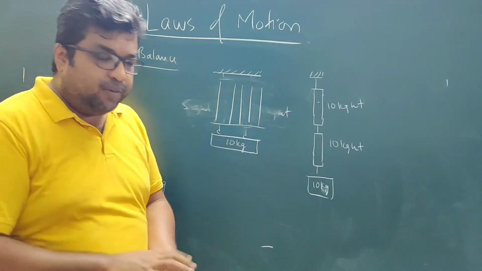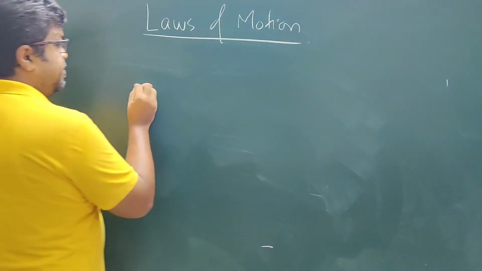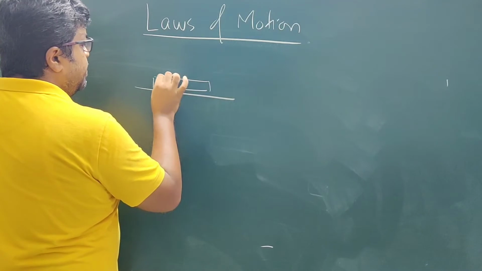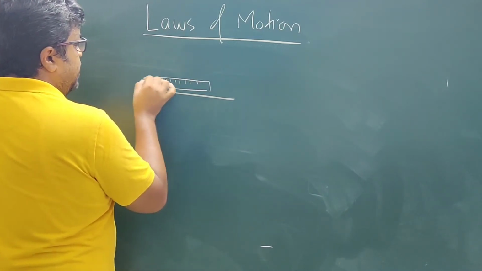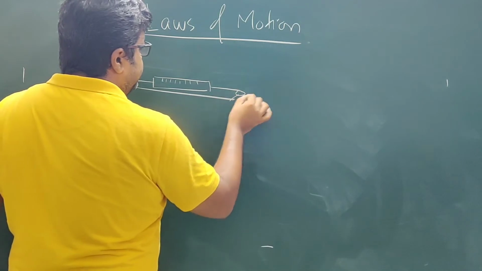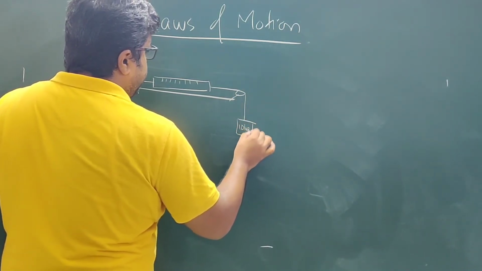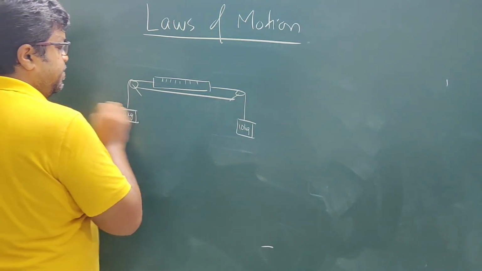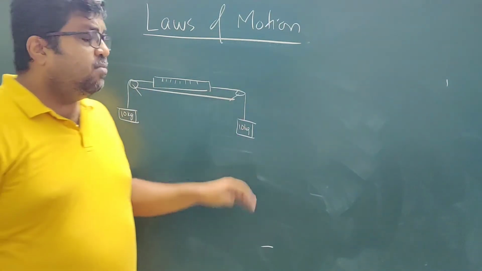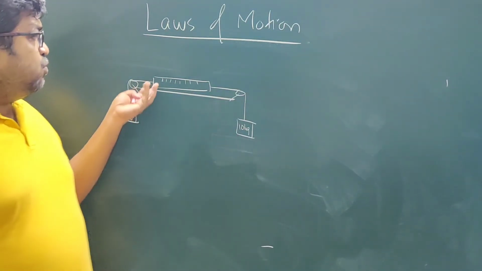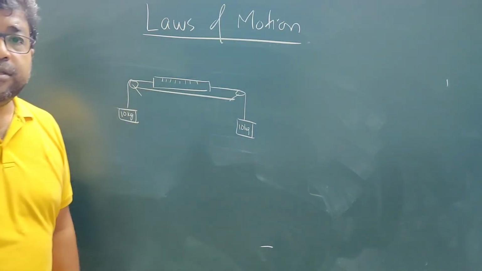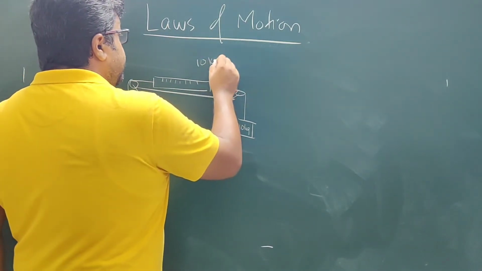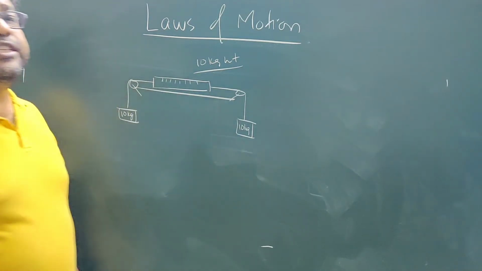I'm also going to discuss a few more concepts. Suppose you have a horizontal table, and this is a spring balance, and this is the scale. Now from both sides, suppose I am attaching a weight load of 10 kg. This side also, over this pulley, is again 10 kg. So this side you are pulling 10 kg, and this side also you are pulling 10 kg. Now what will be the weight shown by this spring balance? The answer is not 20 kg in this case, it will be 10 kg weight. This will show a 10 kg weight only.